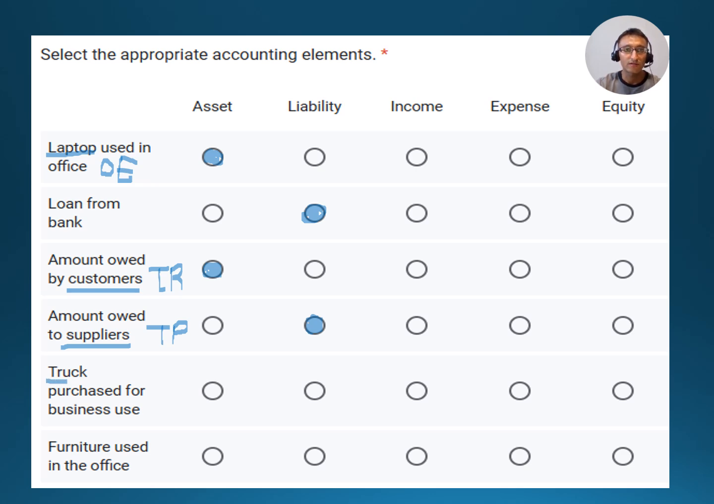Next, truck. Okay, if you recall, this truck is recorded in the motor vehicles account. It's something that the business owns, so we will record it as an asset. Okay, similarly, we have furniture, which is recorded in the fixtures and fittings account. It's something that the business owns, so we would record this as an asset as well.